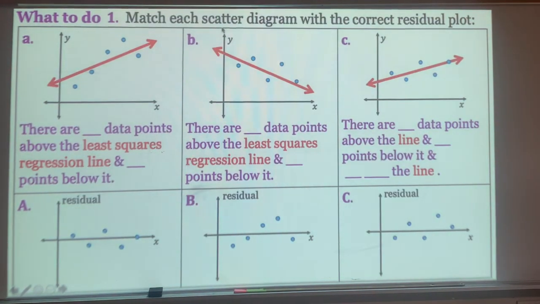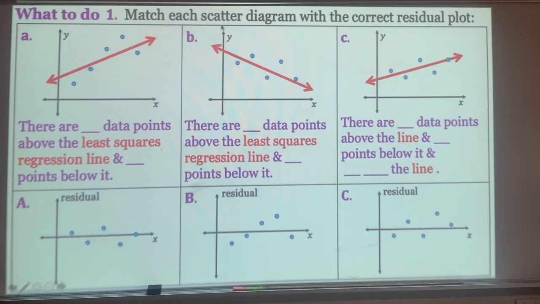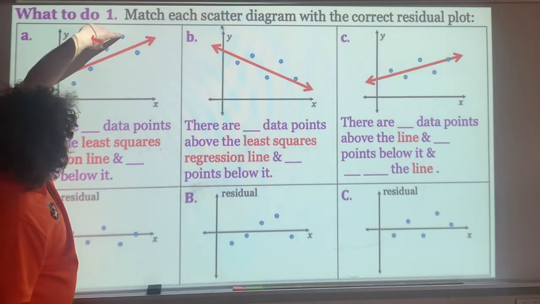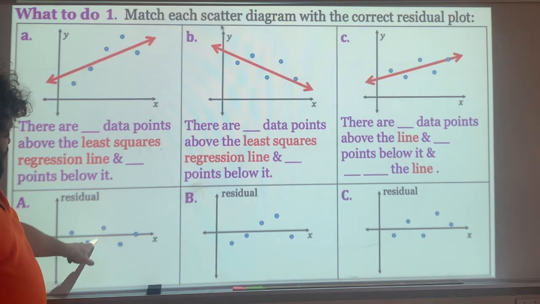Now, what we're going to do is, I want you to get a hang of this and match the scatter diagram to the correct residual plot. All right? Whew. Getting tired. All right, let me see what time it is. All right, so first one, this is how you do it. Look at these. 2 data plots above, 3 data plots below.